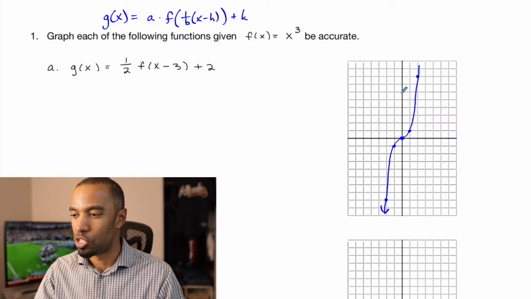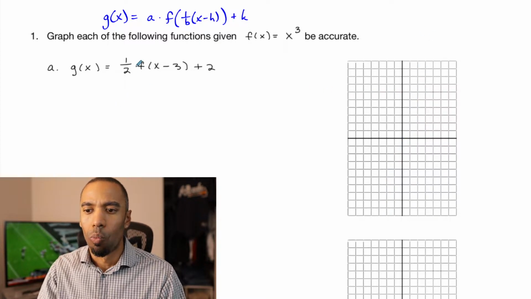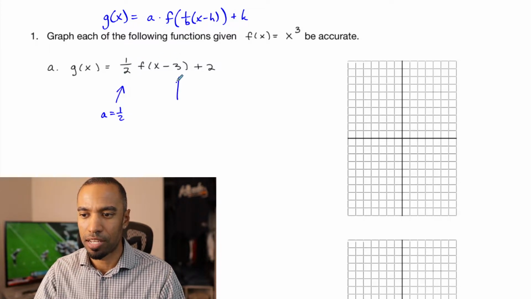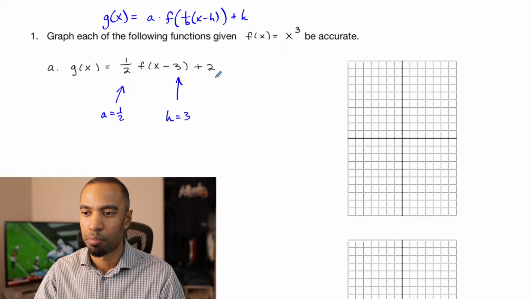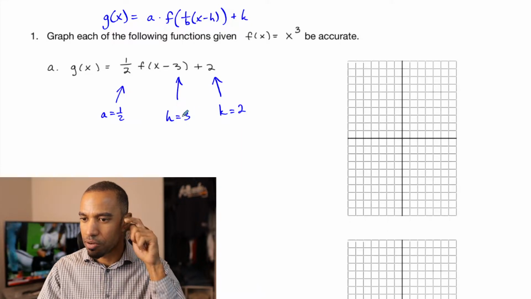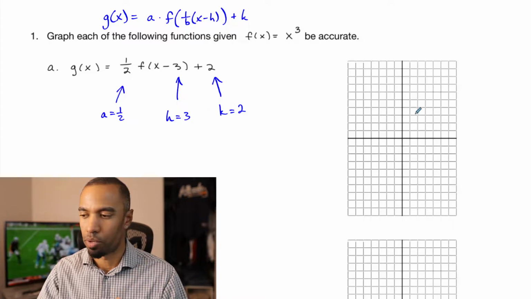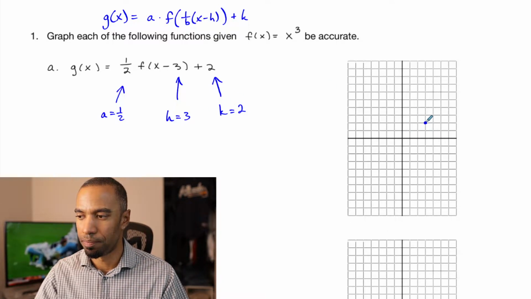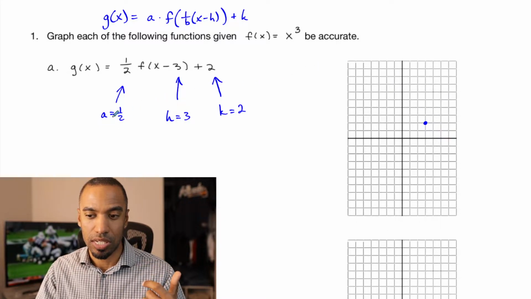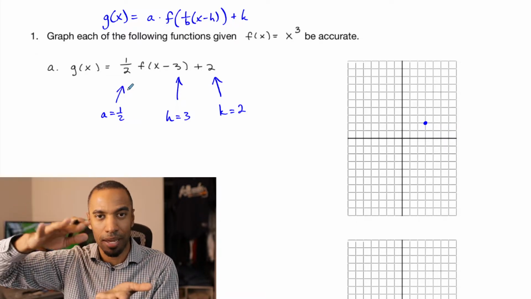So, part A, g of x equals, I'm trying to undo this here. Here we go. g of x equals 1/2, that's a, times f of x minus 3, that's h, plus 2, that's k. So we know that we're going to take our center and we are going to translate 3 units to the right and 2 units upward. So I'm going to go 3 over, 2 up right here, and that's that new center point. Now, what I'm going to do from there is I'm going to take this 1/2 and I'm going to basically squeeze everything closer to the center. I'm going to divide every height by 2.